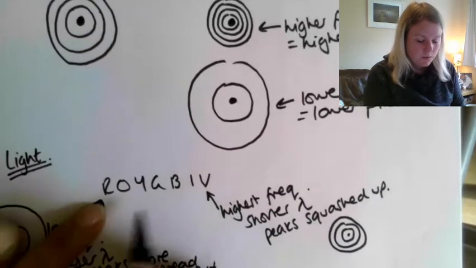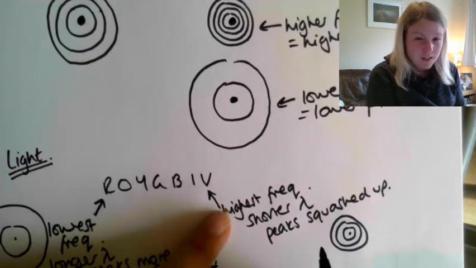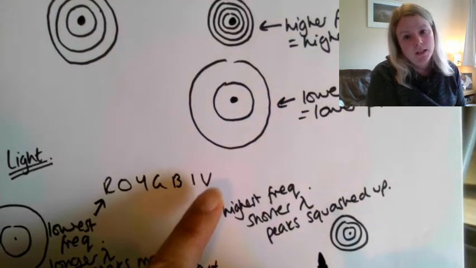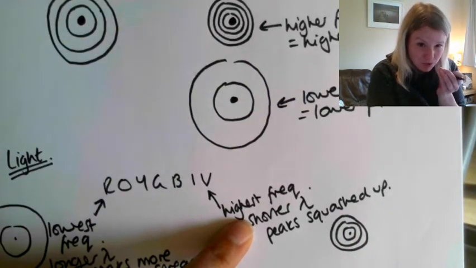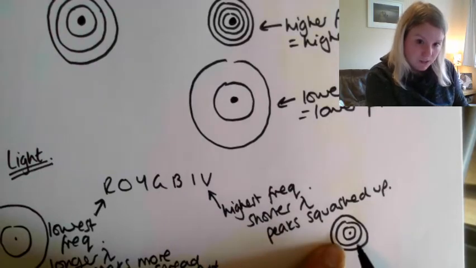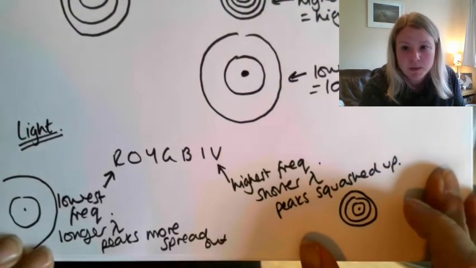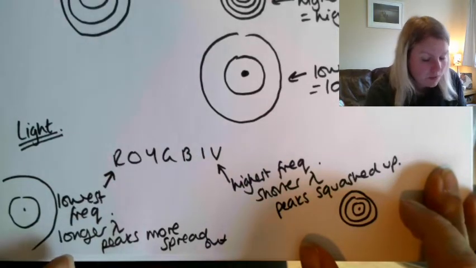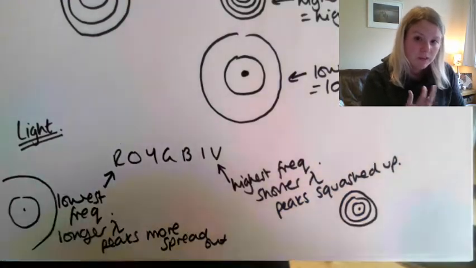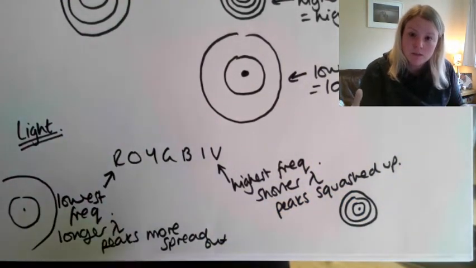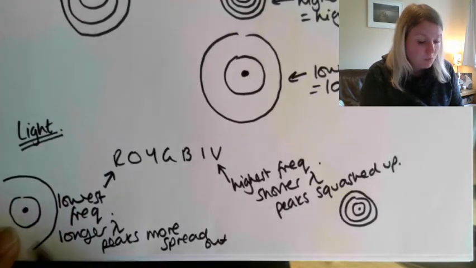Okay, so we need to know that the violet end of the spectrum is the highest frequency, which means the wavelength is the shortest, so the peaks are all squashed up, which if we are drawing this type of diagram would look like that. And the red end of the spectrum is the lowest frequency, so the waves produced there have a longer wavelength, and the peaks are more spread out. If we were drawing our diagram like this, then it's going to look more like that.